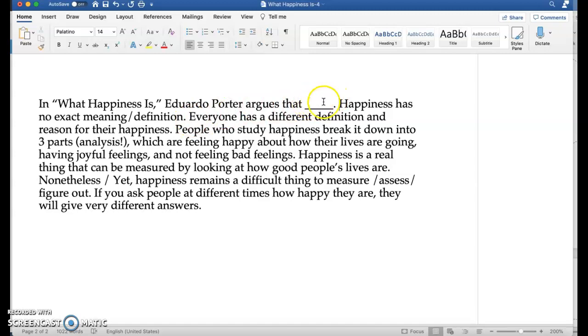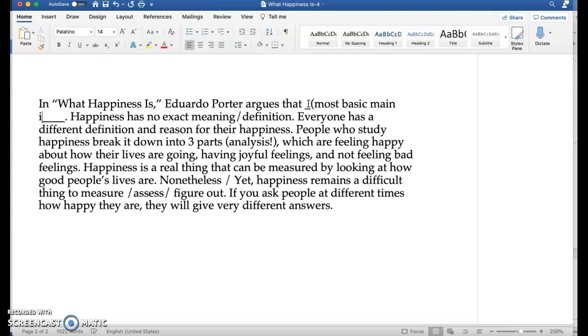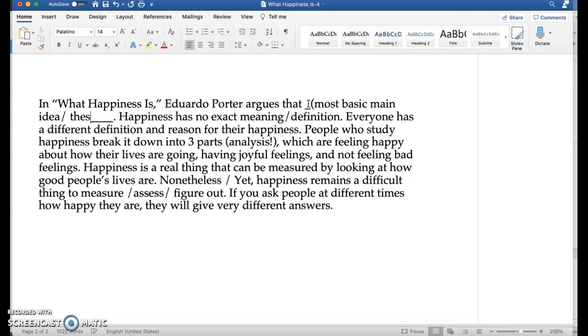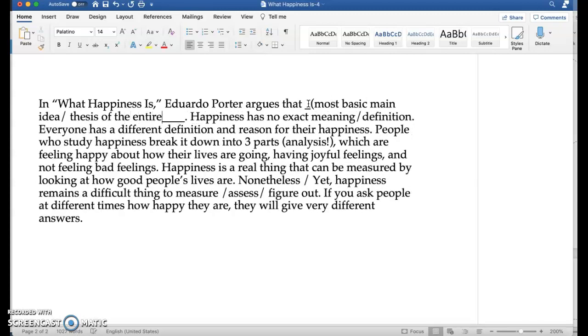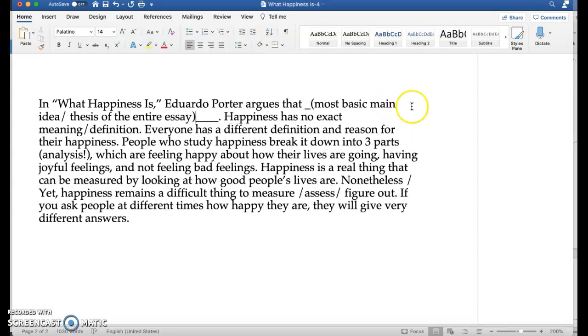My advice is that you will not know what this is until you've worked through the entire essay. So I usually just leave this blank and remind myself that this is the most basic main idea or thesis of the entire essay. So you can fill that in.